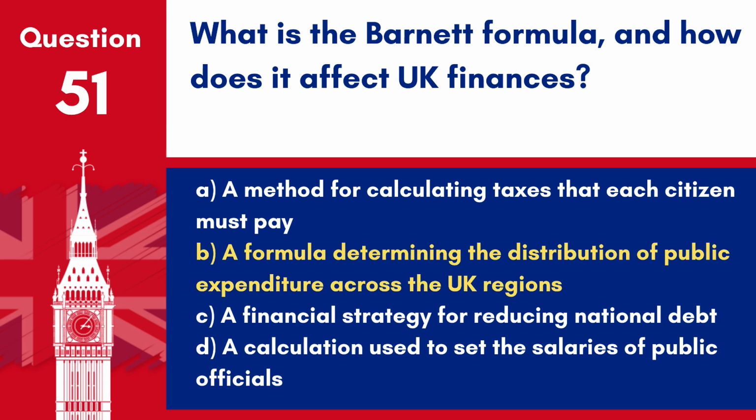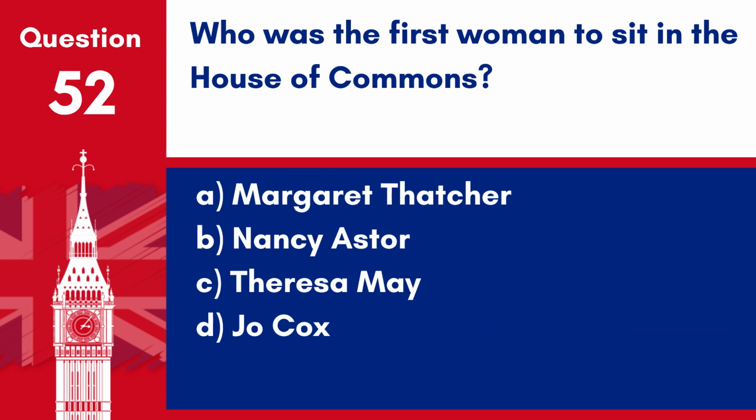Answer: B. A formula determining the distribution of public expenditure across the UK regions. The Barnett formula is used to adjust the amounts of public money allocated to Northern Ireland, Scotland, and Wales to reflect changes in spending levels allocated to public services in England. Question 52. Who was the first woman to sit in the House of Commons?